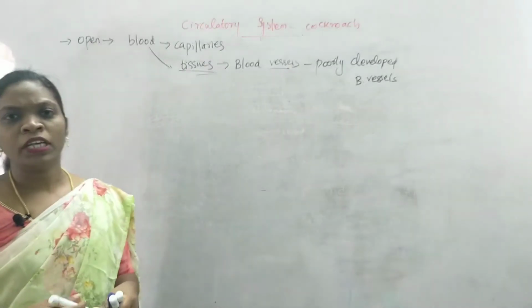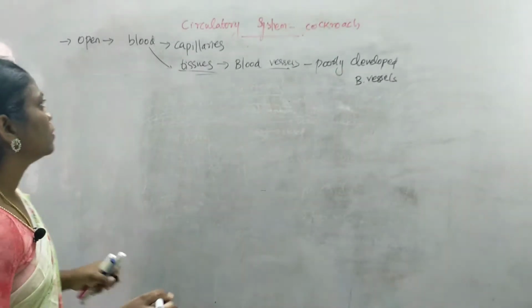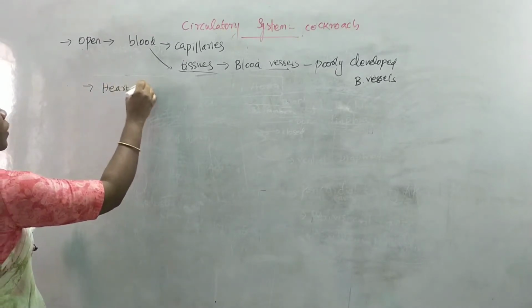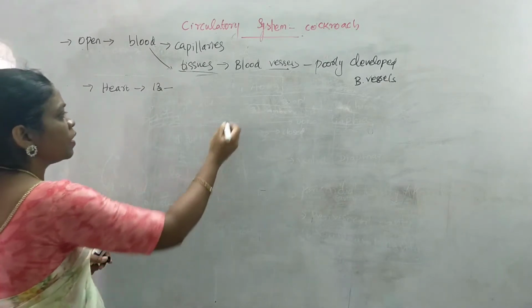Welcome to Catherine's tutorial. In this video, we'll learn about the circulatory system of cockroach. The circulatory system of cockroach consists of a heart, which is 13 chambered. When we draw a diagram, we can understand it better.